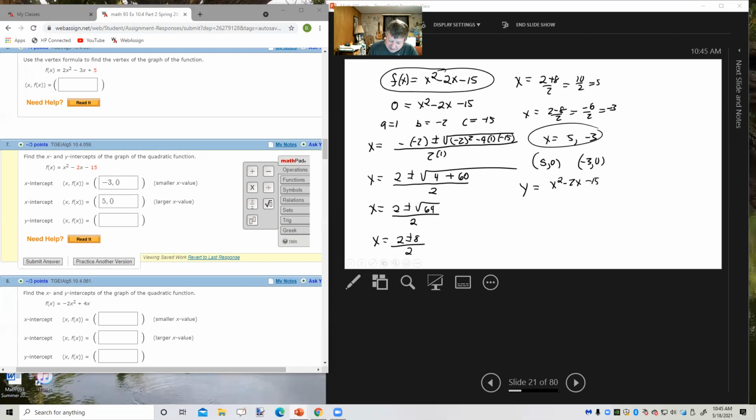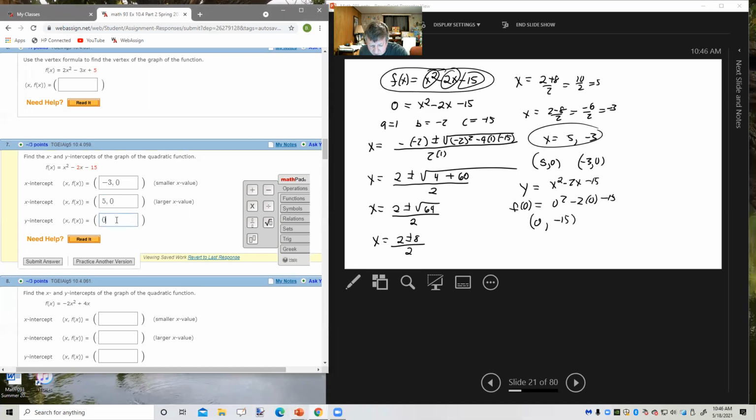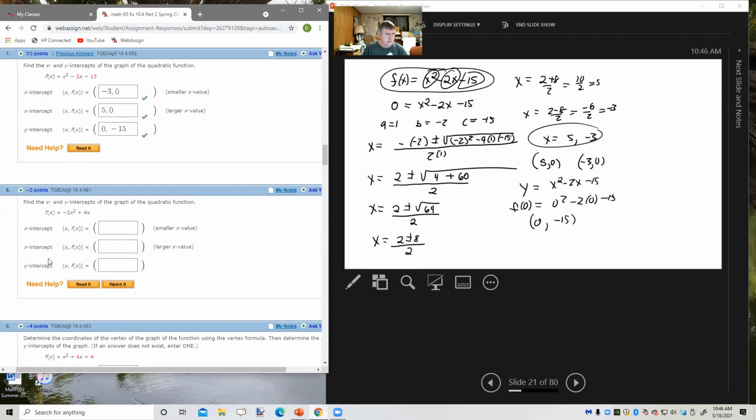All right, if we set x equal to 0, so like f of 0 would be 0 squared minus 2 times 0 minus 15. It's just going to be the c value, the constant, because if x is 0, this term's going to be 0, this term's going to be 0. All that's left is the c value. So the y-intercept would be at 0, comma, negative 15. And there we have the x and y intercepts.